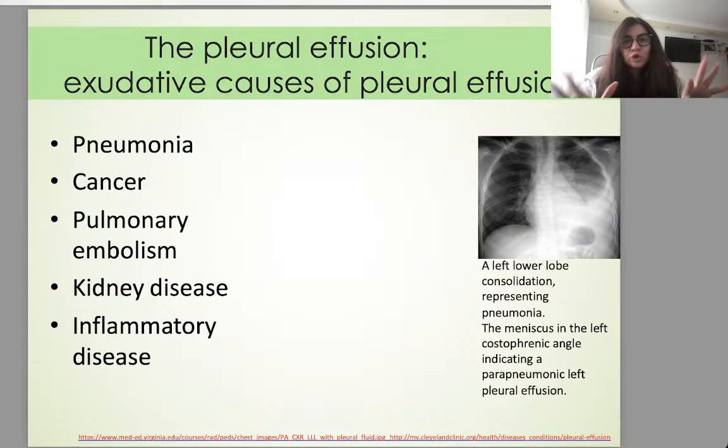Exudative causes, as I told you, are inflammatory causes. It can be pneumonia, it can be cancer, pulmonary embolism, kidney disease, and inflammatory disease.